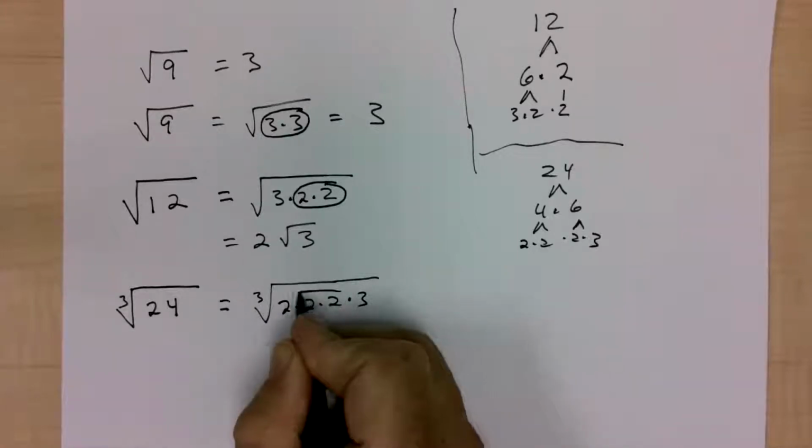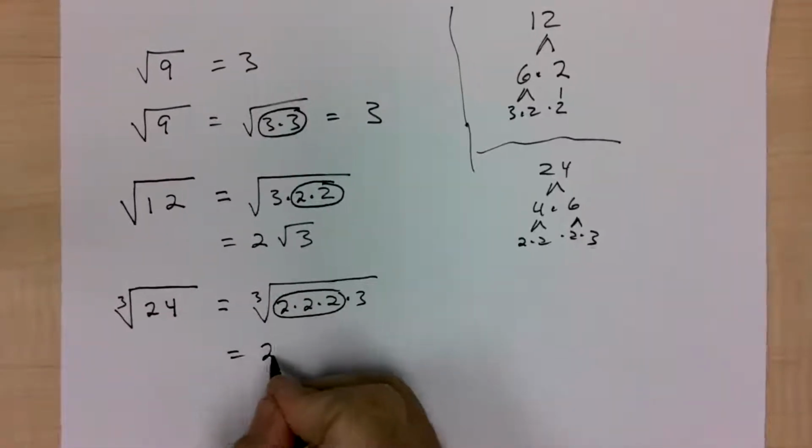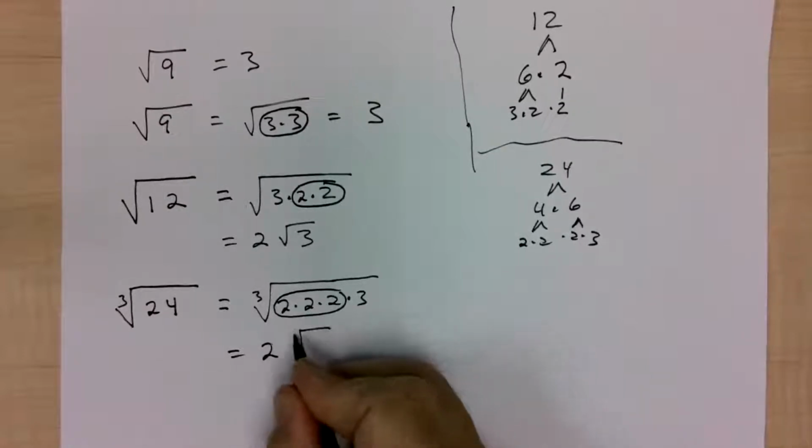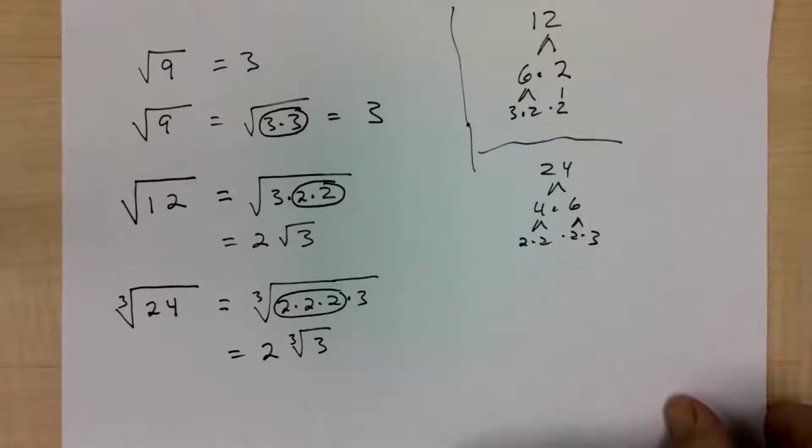Now I look for triples. I have a triple right here. 2, 2, 2 comes out of the cube root, and we get 2 times the cube root of 3 for our cube root of 24. So that in general is our process for simplifying square roots and cube roots. Negative signs, of course, make things a little bit more interesting.